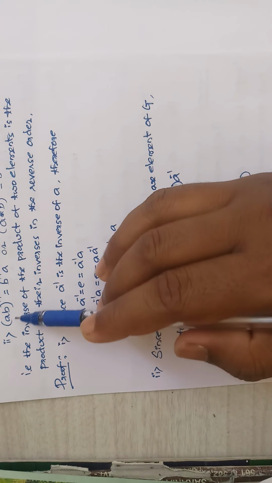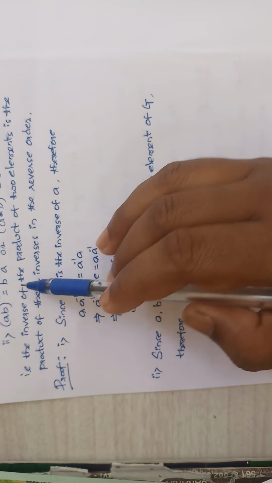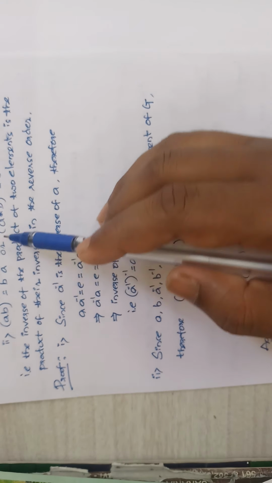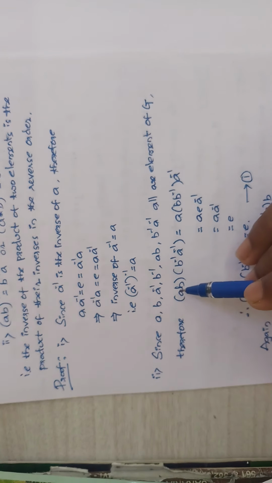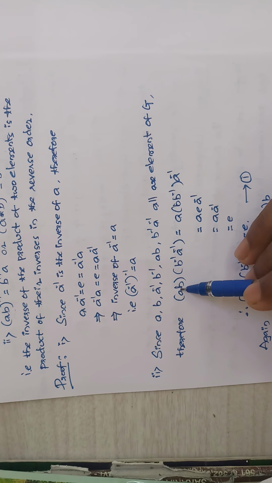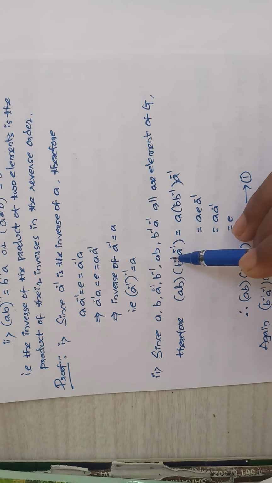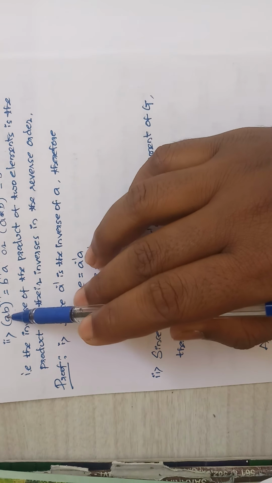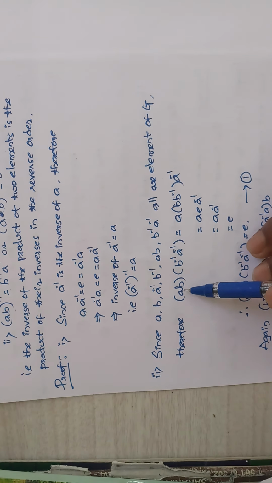So next is the second example, that is (ab) inverse is equal to b inverse a inverse. If star is asked, then we have to write star in the middle: (a star b) inverse star a inverse. Like that we have to write. If they ask star, between these two we have to write star here.